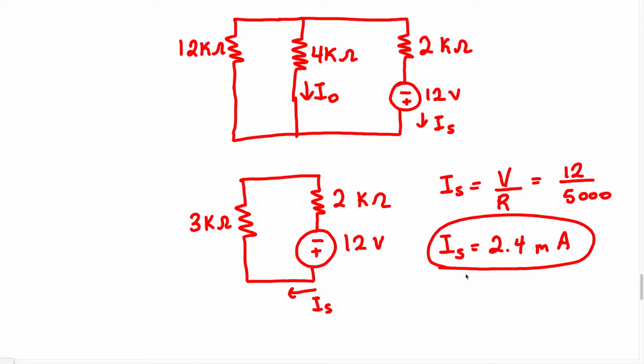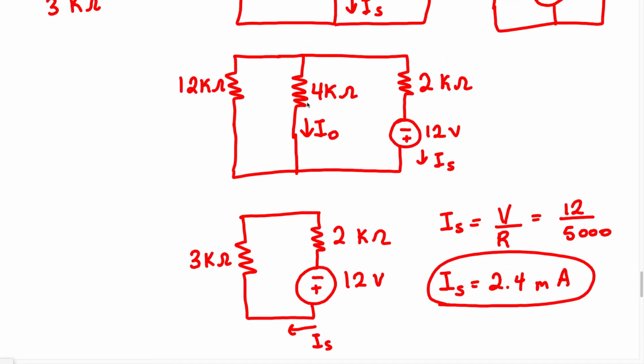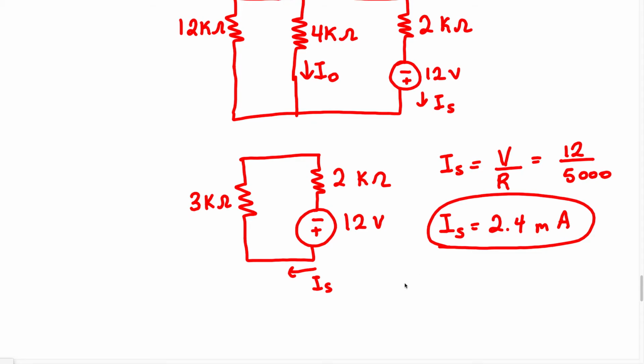Now this isn't our answer. They want us to find the current I0. Now, even though this isn't the current I0, this might help us to find the current I0, right? So we know I0 is going to be going through the 4K resistor here. Okay, now that I have this, there are multiple ways we can proceed.